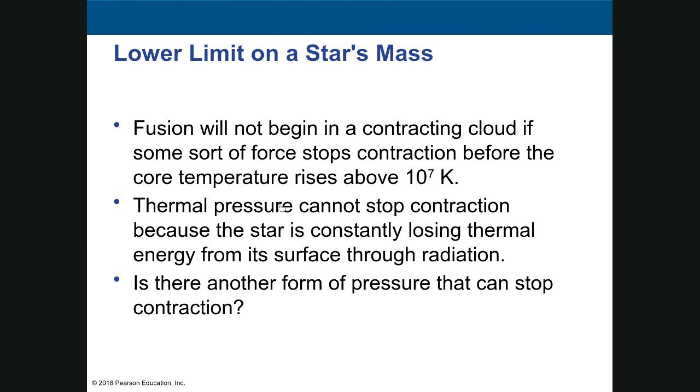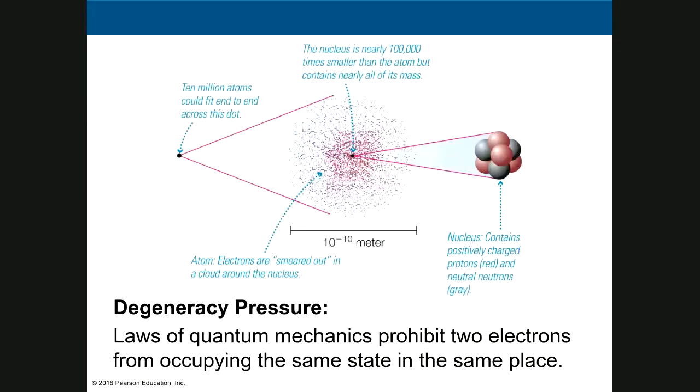All right. So thermal pressure itself actually can't stop contraction because the star is constantly losing thermal energy from its surface through radiation. So now what we have to learn about is the quantum pressure, or electron degeneracy pressure, that can stop a star from contracting. Okay. So what we want to talk about now is degeneracy pressure.